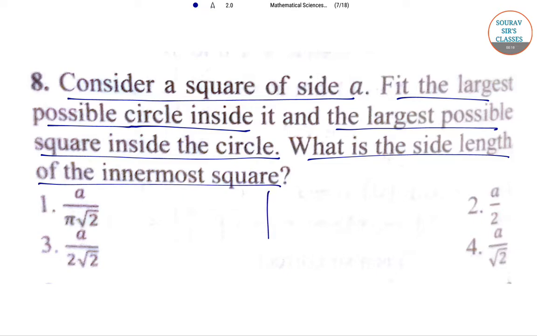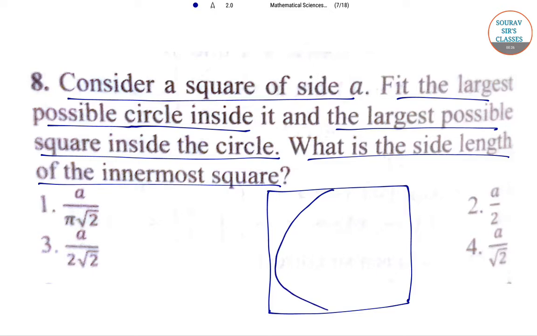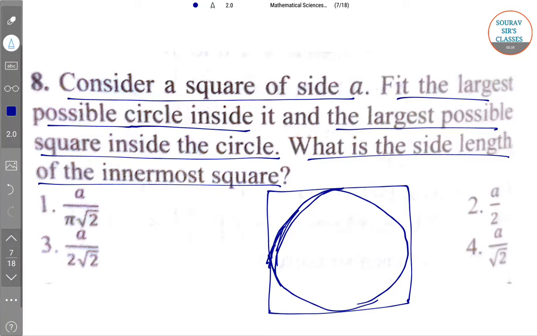Now, let this be my square and I have a circle which is the largest possible. This would be touching the edges. My diagram is not that smooth. And then you have a square inside it. I'll do the square with a different color.